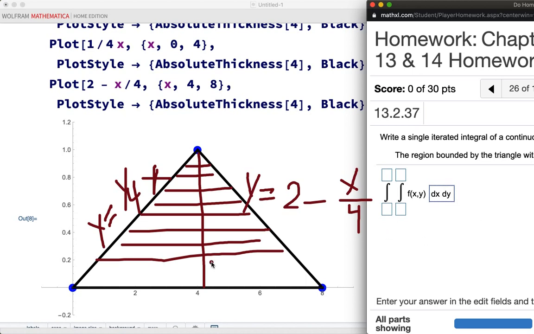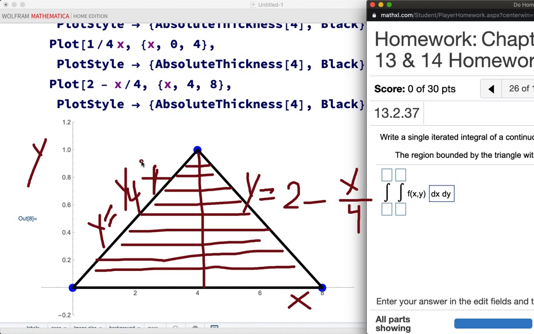So let me repeat myself, because maybe some people didn't get it. Notice that I am taking strips or lines that are parallel to the x-axis. This is x and this is y. So I'm taking strips or lines that are parallel to the x-axis, which means that my inner integral has to be in terms of the variable x. So what that means is these equations have to be solved for x, actually.